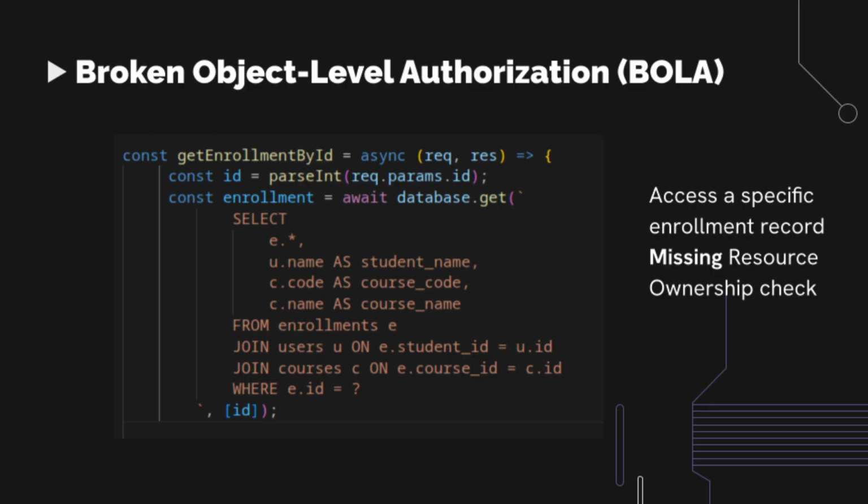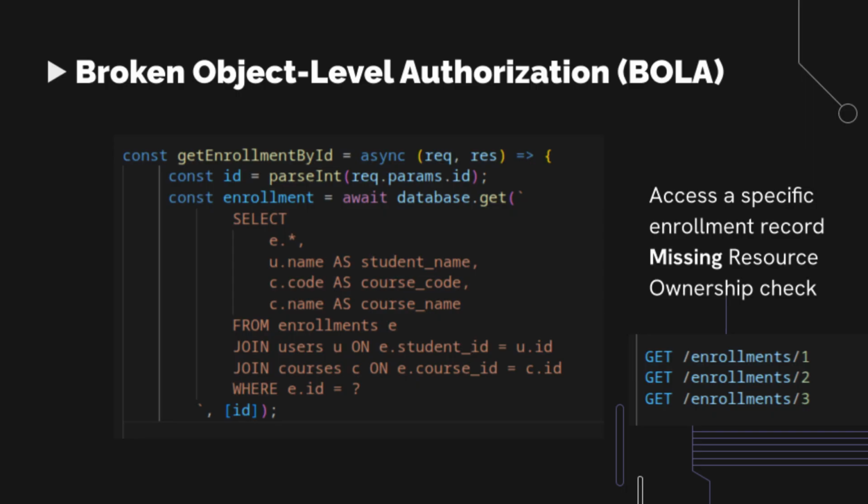In this function, we are directly taking the enrollment ID from the API request and passing it into the database SQL query without verifying whether the enrollment with that ID actually belongs to the currently logged in user. This means an attacker can simply change the ID in the request URL and access another user's enrollment record. For example, an attacker can try different enrollment IDs in the request and potentially access all enrollment records belonging to other student users in the system.